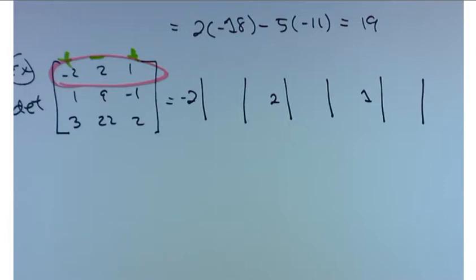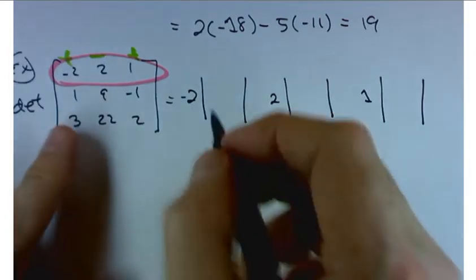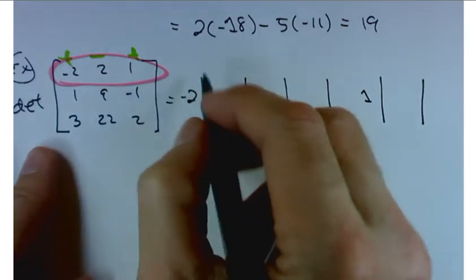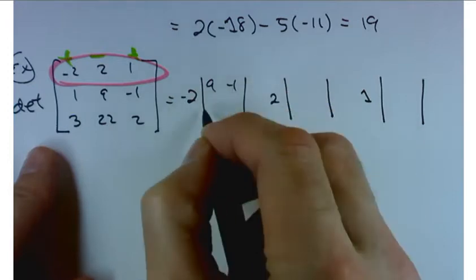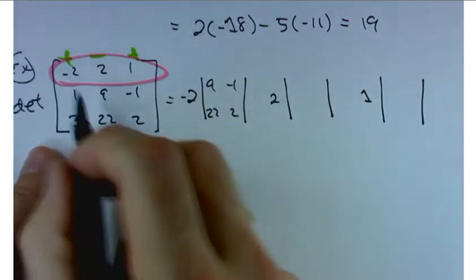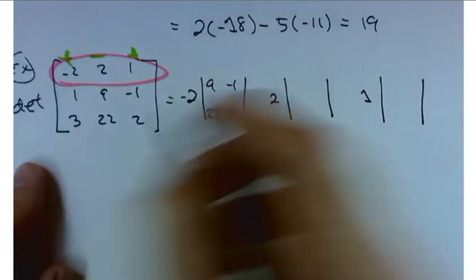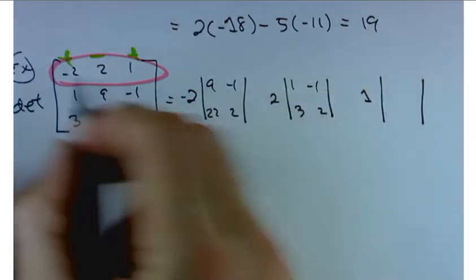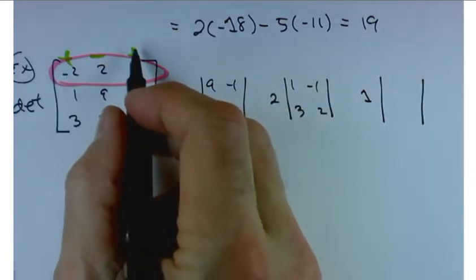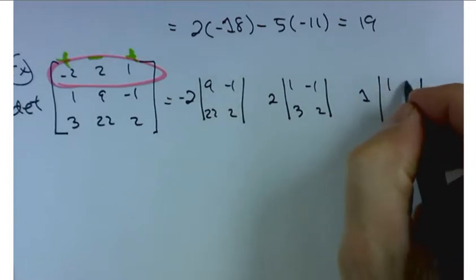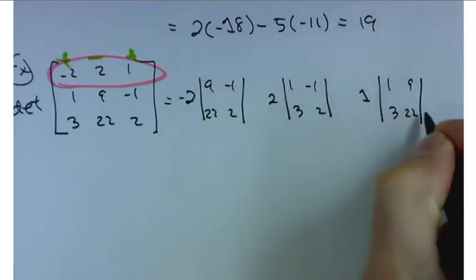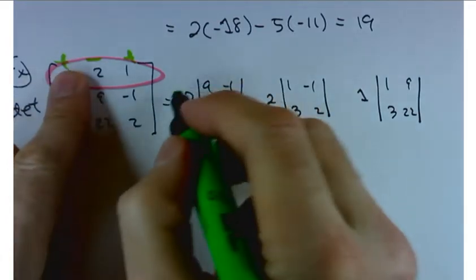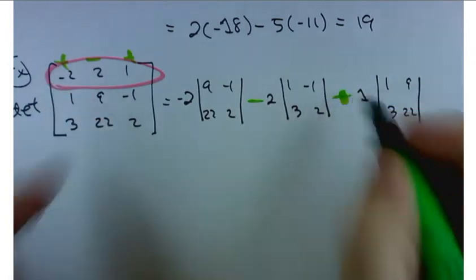Okay, so let's take a look at this one. If we cross off the first row and the first column, then we're left with 9, -1, 22, and 2. Cross off the top row and the middle column, we're left with 1, -1, 3, and 2. And finally, first row, third column leaves us with 1, 9, 3, and 22. Now the signs that we adjust with are plus, which doesn't affect this, minus, and a plus.